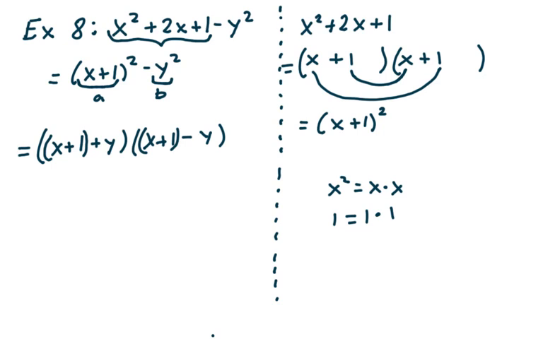So that's a really, really good problem. Let's take a look at example 9. We can do 2 more for this video. Now, in example 9, we have x squared minus 6x plus 9 minus y squared.